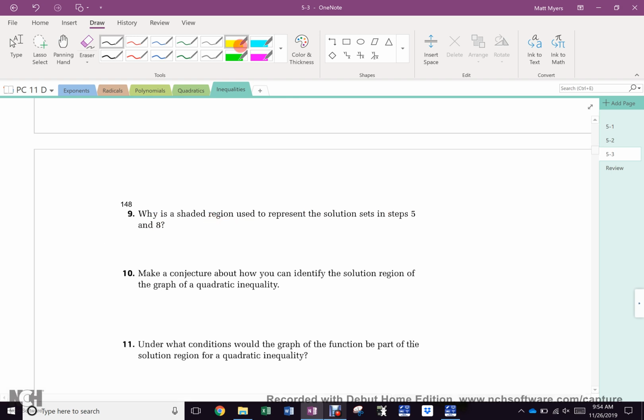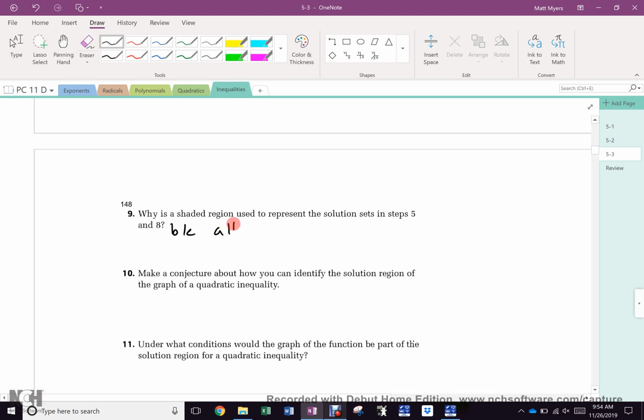Now what did I just say? It's exactly the same as the line, yes? So why do I need a shaded region? Because what? Right. We need a shaded region. I don't want a highlighter.